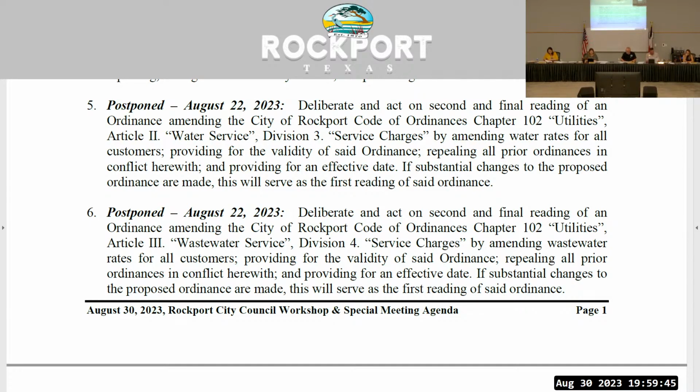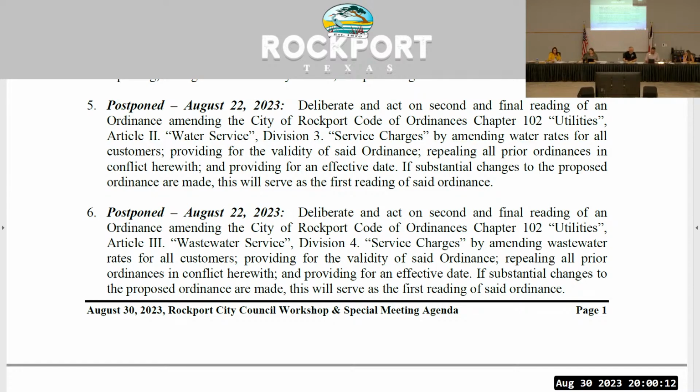Any further question? I make a motion to approve agenda item number 6 as read. I have a motion. Do I have a second? Second. I have a motion and a second. Any further question? We will call for a vote. Ward 1? Nay. Ward 2? Aye. Ward 3? Aye. Ward 4? Aye. Mayor, aye. Passes 4-1.